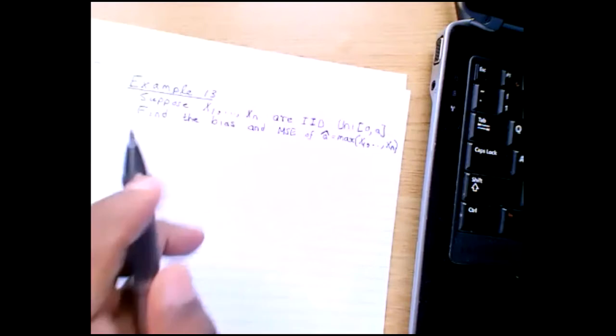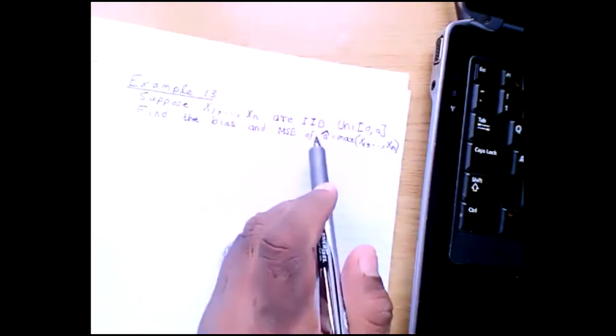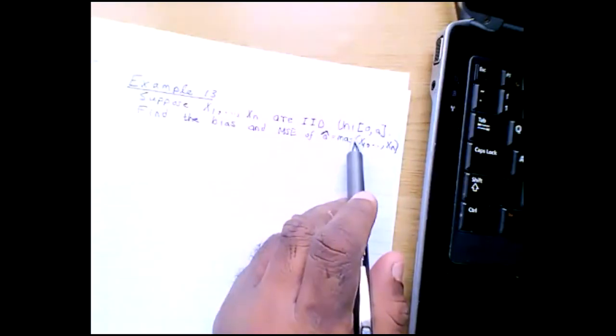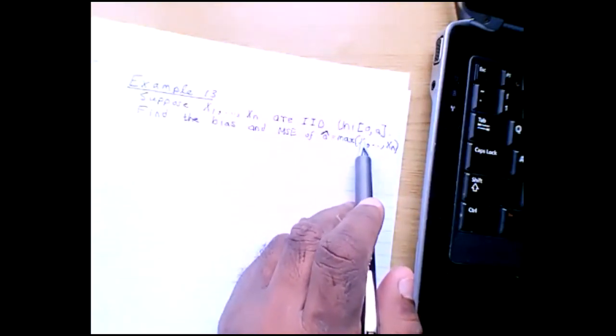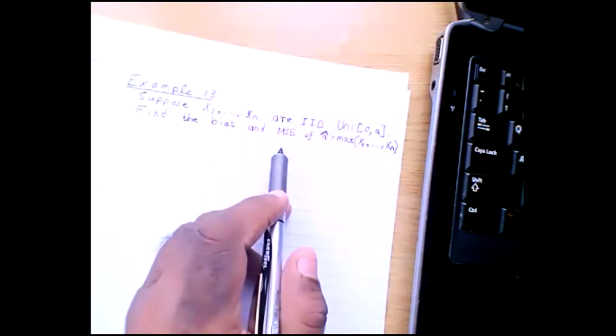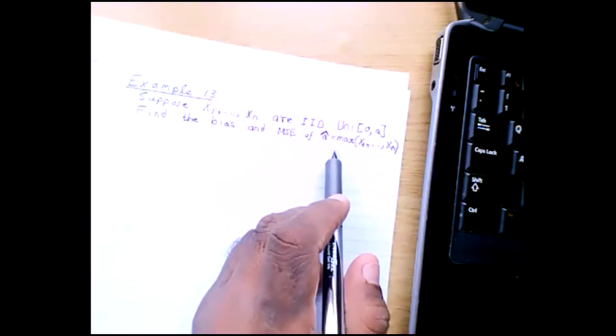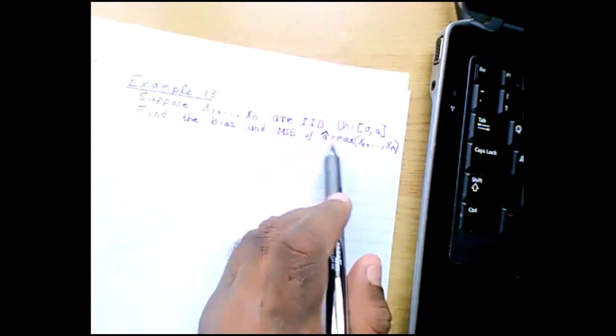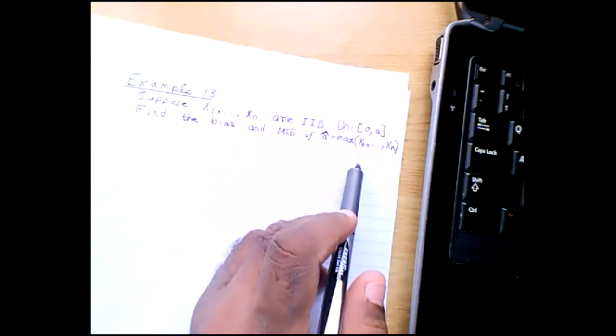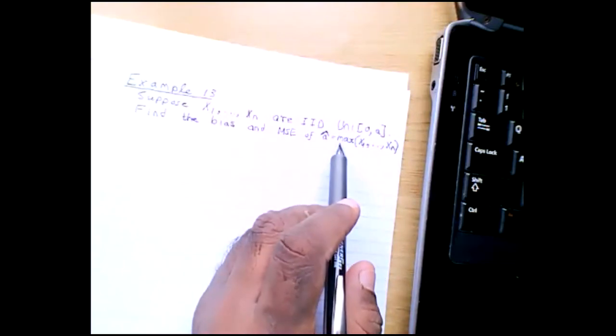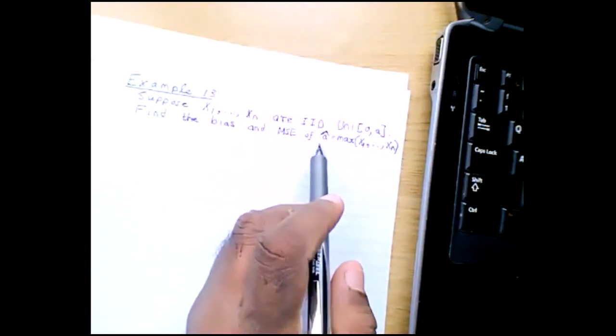All right, the next thing is example 13. This is similar to example 10, which I just went through. So here you have a random sample, IID, from a uniform distribution on the interval 0 to a, and find the bias and the MSE of a hat, which is the maximum, or the largest, of the data points, right? Okay.